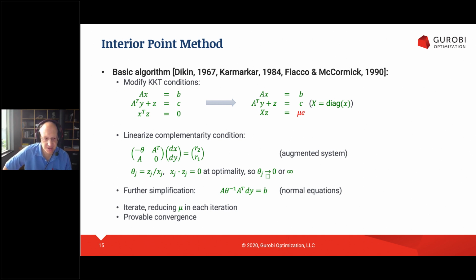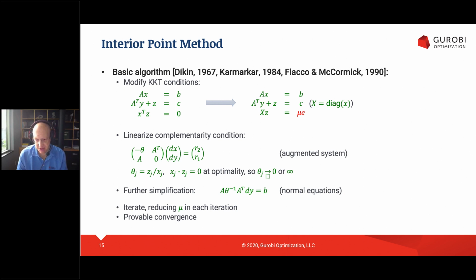And the actual details here, the basic algorithm: there's a set of conditions for optimality of an LP called the KKT conditions, the Karush-Kuhn-Tucker conditions. So in order for a solution to be optimal, you need primal feasibility, AX equals B, dual feasibility, A transpose Y plus Z equals C, and you need complementarity, complementary slackness, X transpose Z equals 0. And a barrier algorithm basically tries to solve that set of equations.